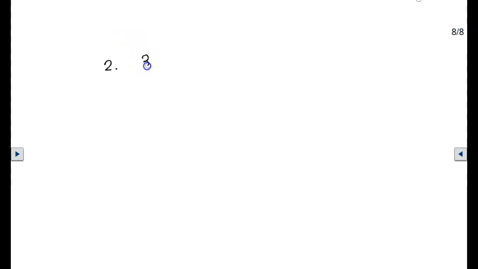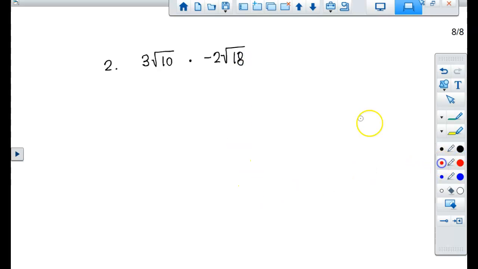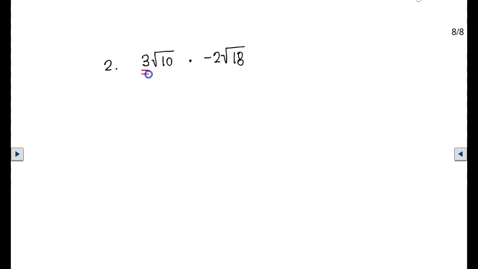Okay. So let's take a look at another one. For this one, we're going to multiply 3 square roots of 10 times negative 2 square roots of 18. All right, so let's go through our 3 steps. First, we want to do outside times outside. 3 times negative 2 is negative 6.